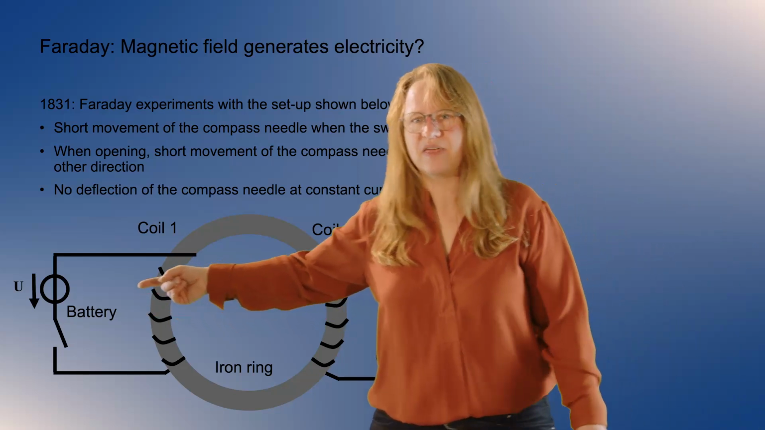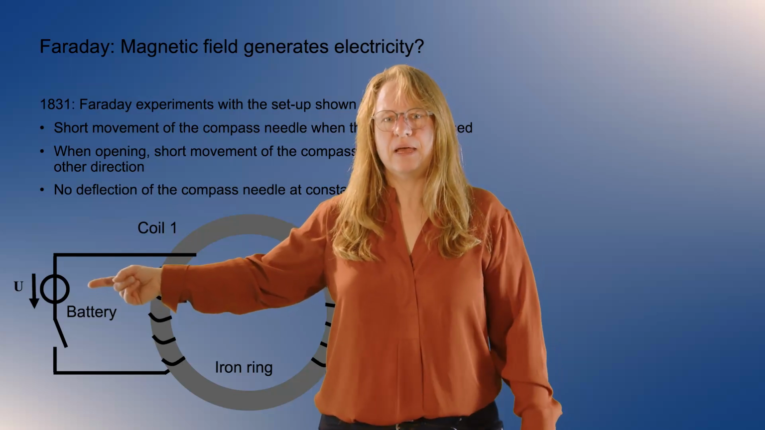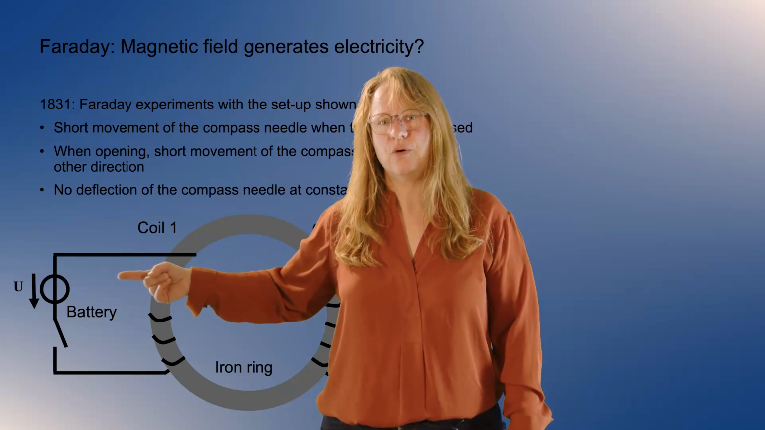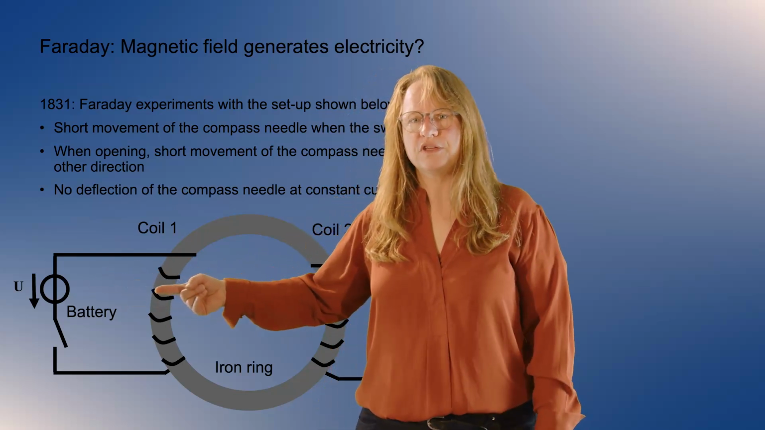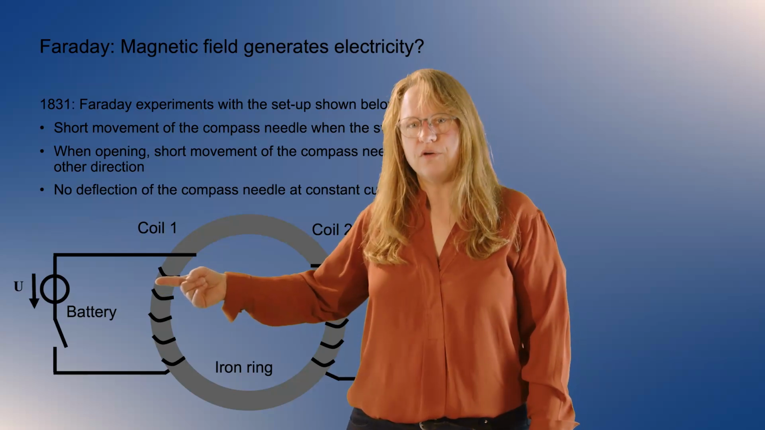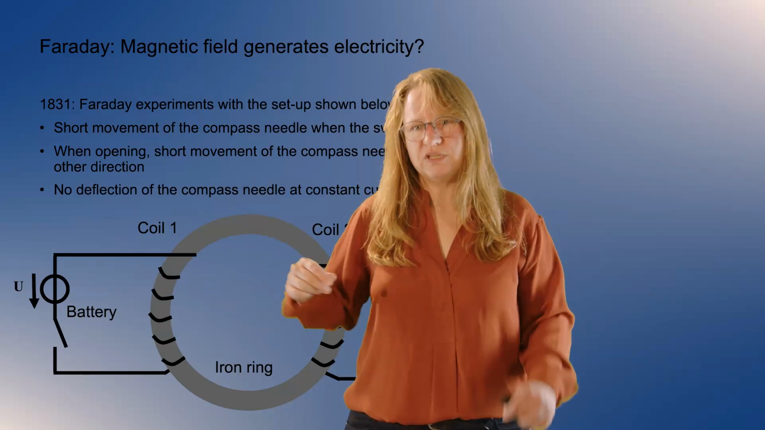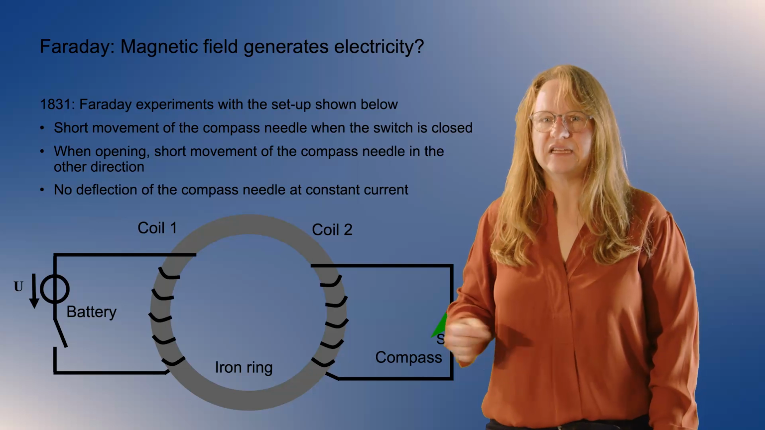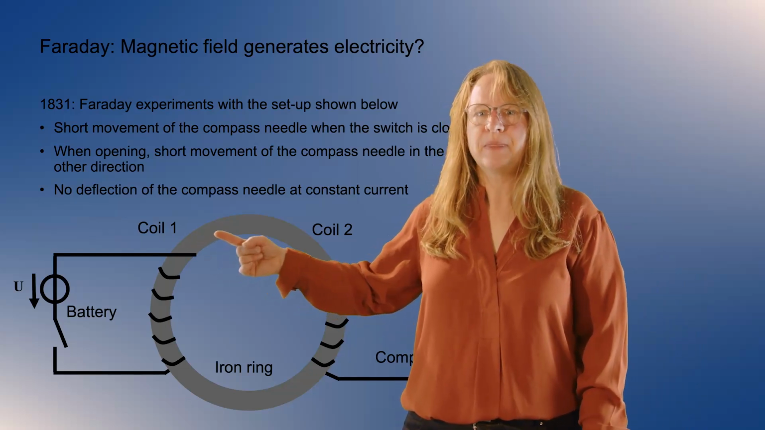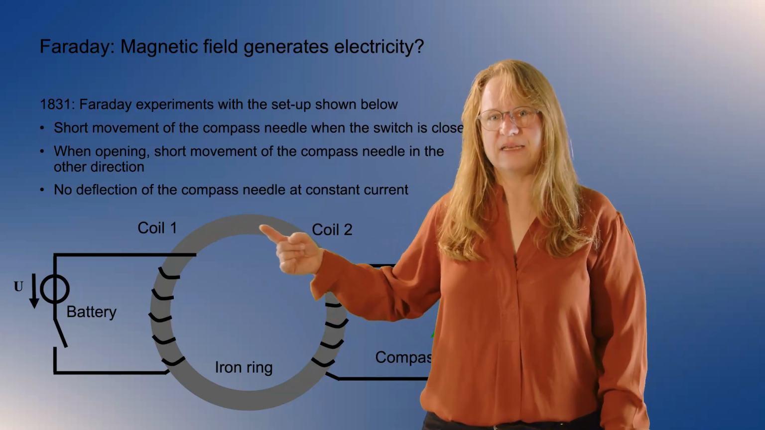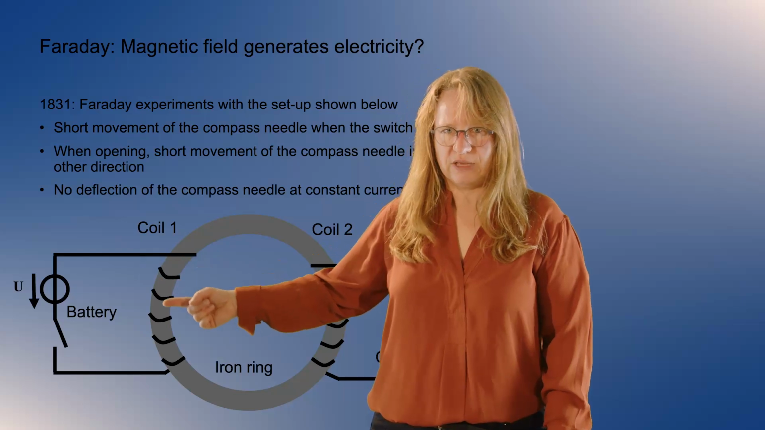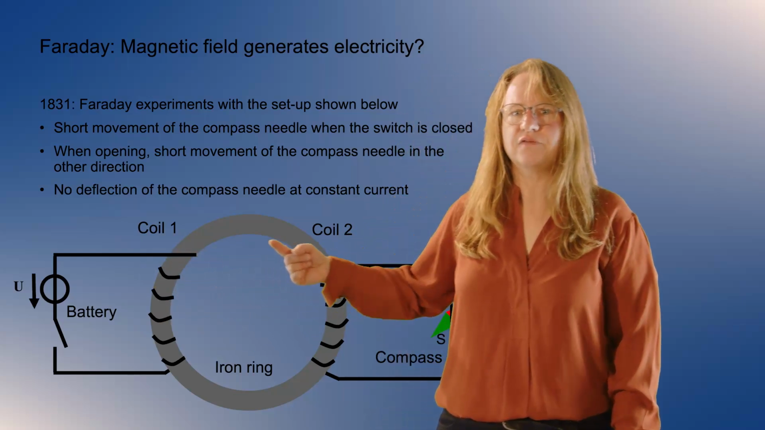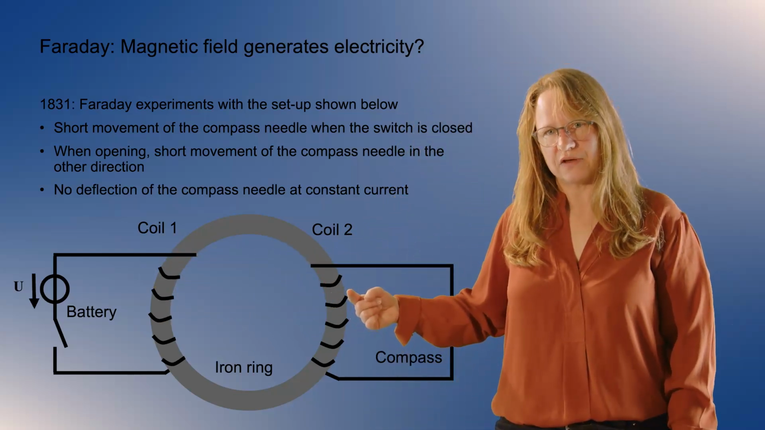So he has, well, back then it was not a battery, but he has some energy source here so that he can generate a current flow through this coil. And due to the current flow through the coil, we have, based on Ørsted's experiments, a magnetic field. And then this iron ring is guiding the magnetic field from one coil to the other coil.